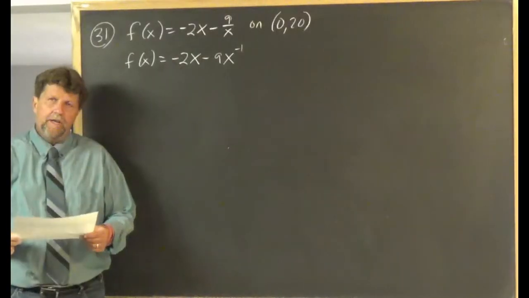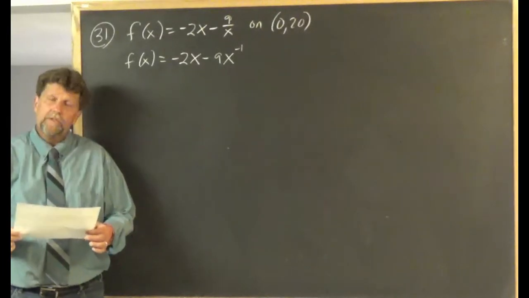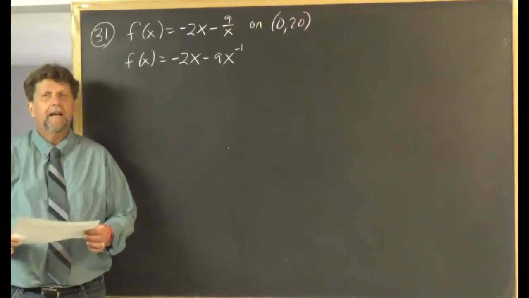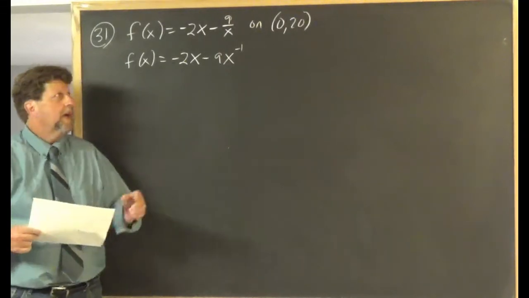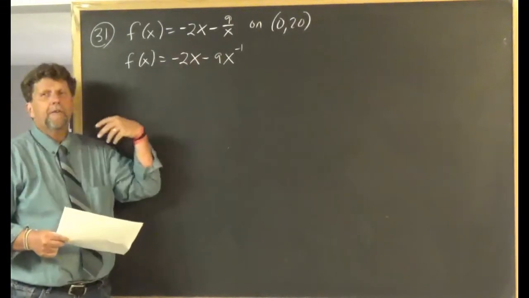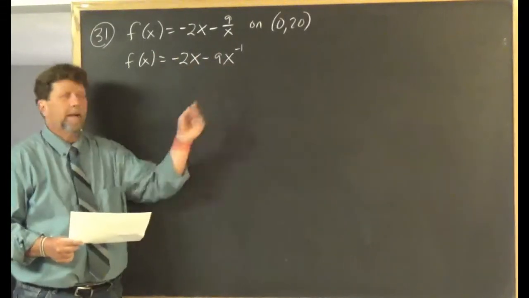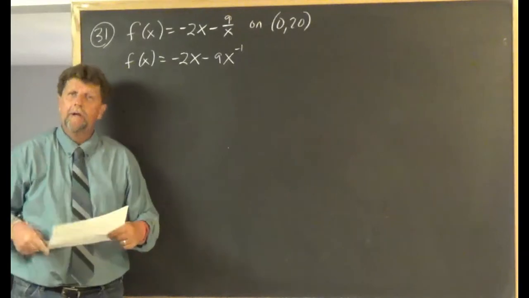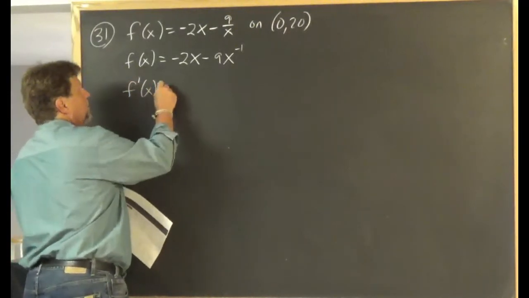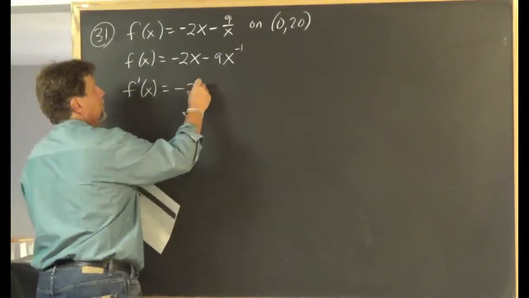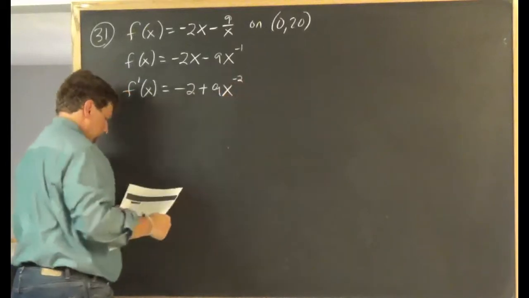All right, number 31, you were asked to get the absolute maximum for the function f of x equals negative 2x minus 9 over x on the open interval 0 to 20. I went ahead and did my first step of rewriting the function. I'd rather see 9 over x written as 9x to the negative first, because that way I could quickly compute the derivative to be a negative 2 plus 9x to the negative second.